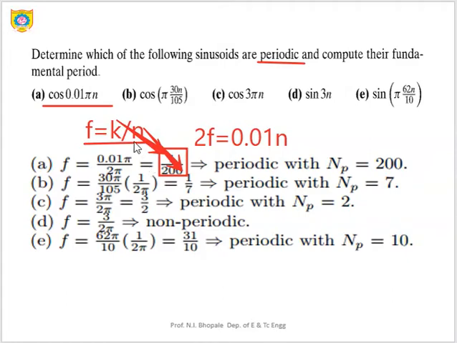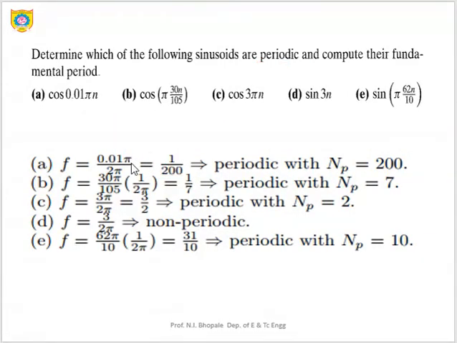From this we can easily see that 1 as well as 200 are integer values. That is why we can say this particular signal is periodic with Np equal to 200, that is, the fundamental period is 200. Whatever the denominator quantity is, that non-fractional or integer number denotes the fundamental period of that discrete time signal. Same is applicable for the further parts.